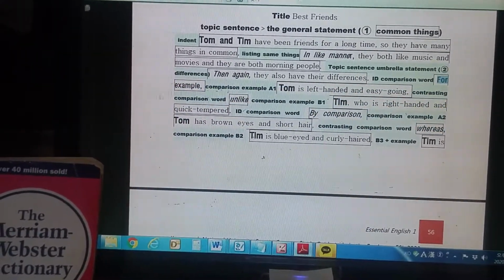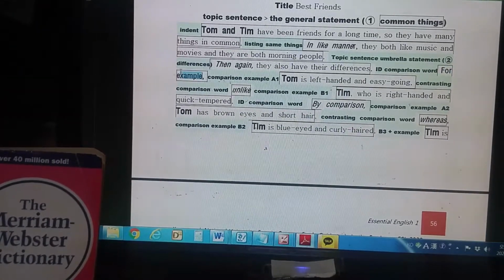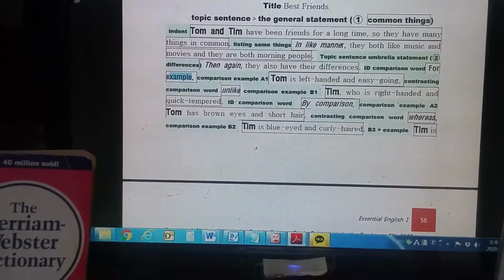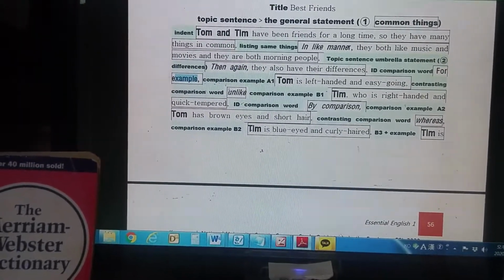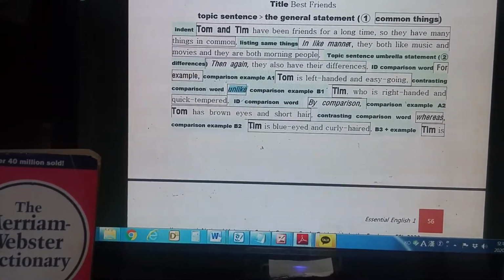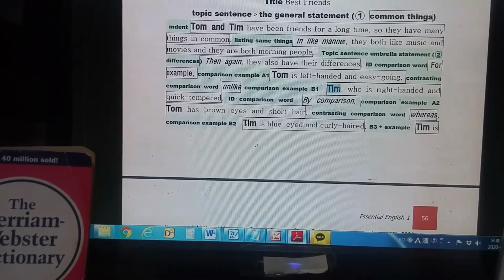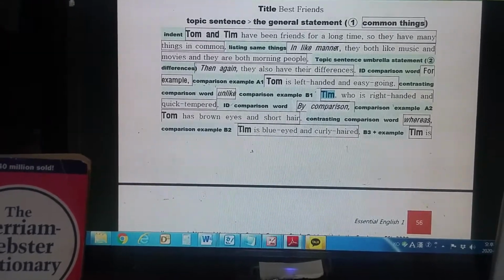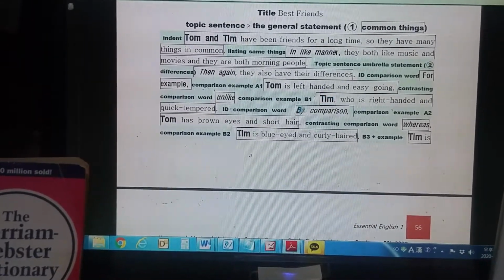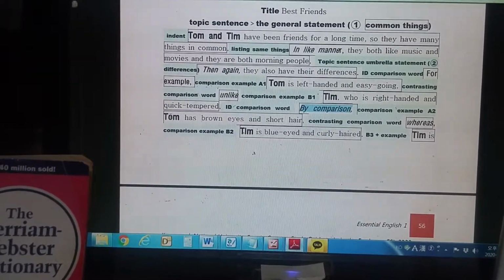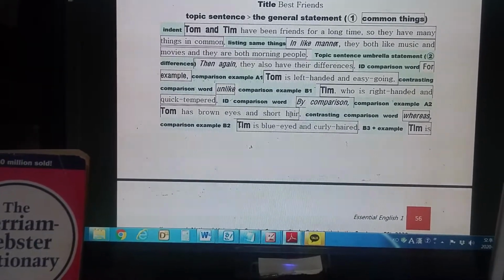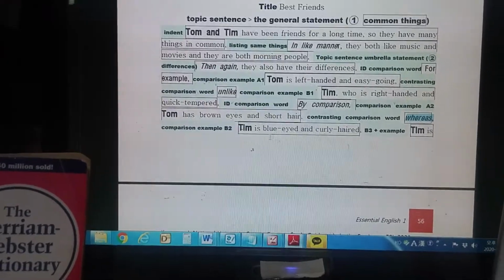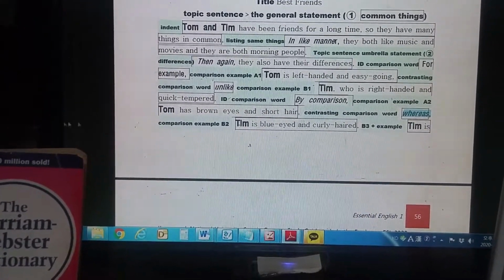For example, Tom is left-handed and easy-going. Unlike, it's a contrast, unlike Tim, who is right-handed and quick-tempered, right? By comparison, Tom has brown eyes and short hair, whereas Tim is blue-eyed and curly-haired.